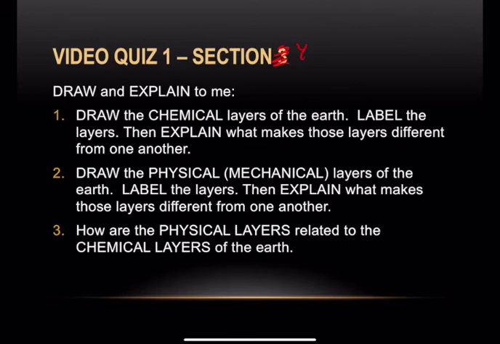In the fourth video, the first student will explain and draw the chemical layers of the Earth. They'll label them, tell me what their names are, and then explain what those layers are, explain how they're different from each other. Remember, that's chemistry there, so the chemical layers. The second student will draw the physical layers of the Earth, the mechanical layers, label those layers, and explain what makes each of those layers different from one another. And the third student will compare the physical layers and the chemical layers of the Earth, show how they're related to each other.